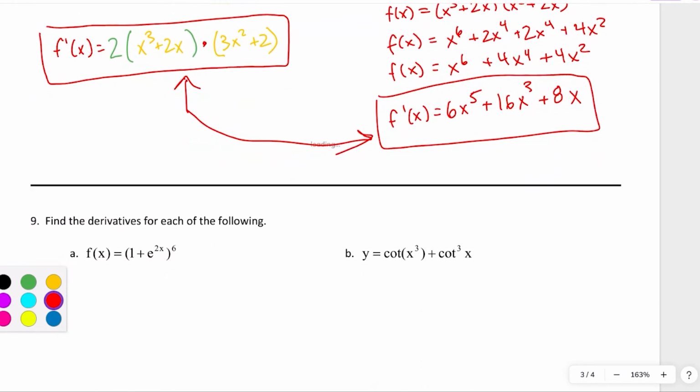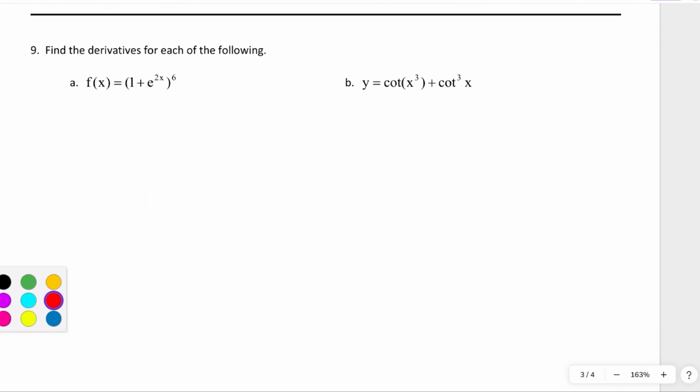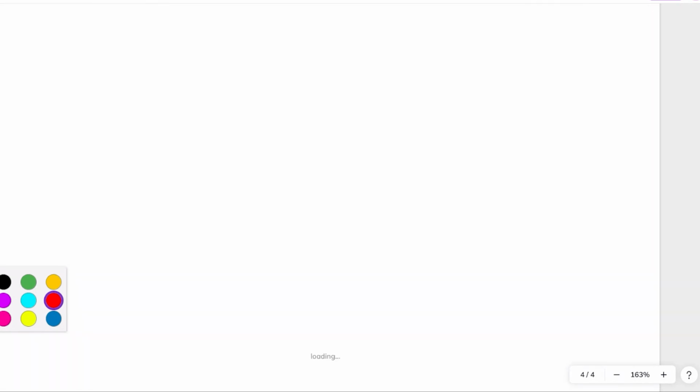Number 9. More derivative problems. I mean, that's pretty much, what else we got here? Is that it? Oh, this is still loading. We might have to come back to that. I'm not sure what's going to be on that last page.